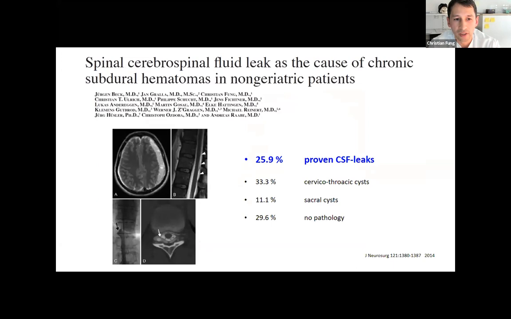And when screening those patients systematically for a spinal CSF leak, we found that more or less every fourth patient has a spinal CSF leak, which is probably the primary cause for chronic subdural hematoma in these patients, not an unknown trauma, rather a proven spinal CSF leak. So be aware of this: in patients at younger age, younger than 60 years of age, think of a spinal CSF leak being the cause for the chronic subdural hematoma.